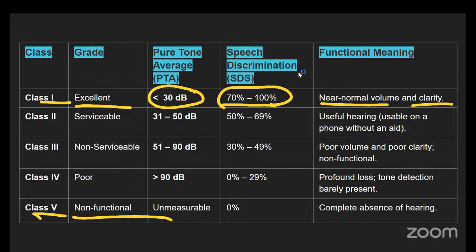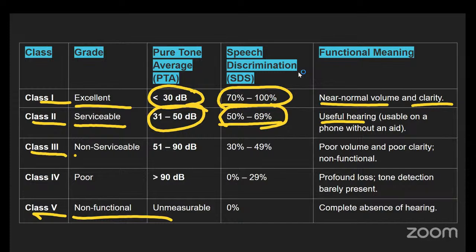This is class 1. Class 2 is where the hearing is serviceable. What do you mean by serviceable hearing? There is a loss of 31 to 50 decibels, and the speech discrimination is 50 to 69%. This means, for example, whatever I am saying right now, you only understand 50 to 69% of it. That is useful hearing, but this is still problematic. It's class 2, it's serviceable. You can do something with it.